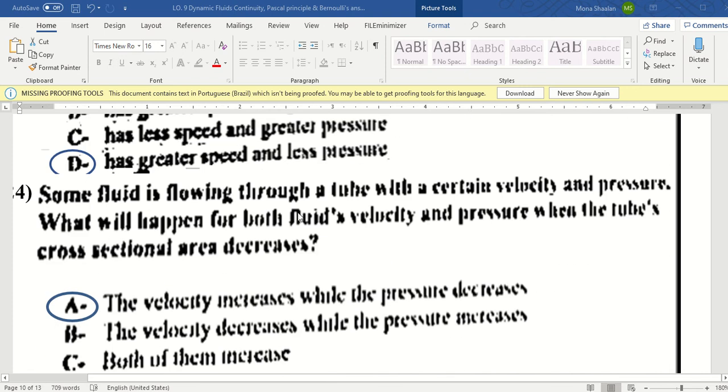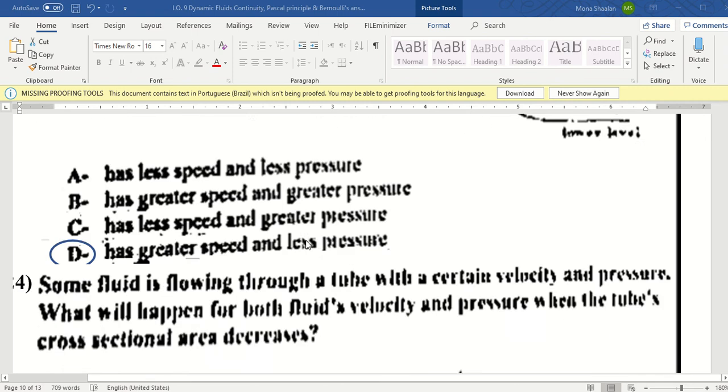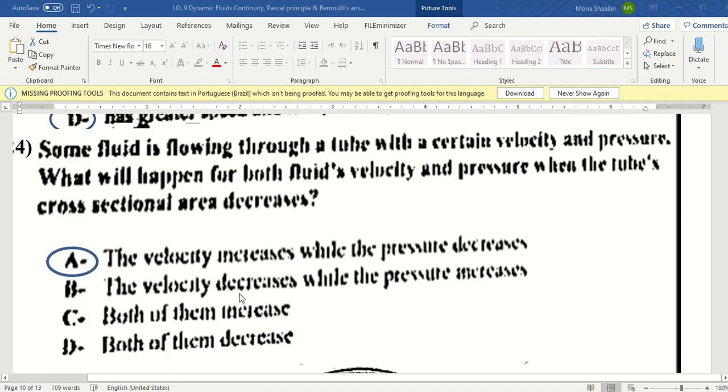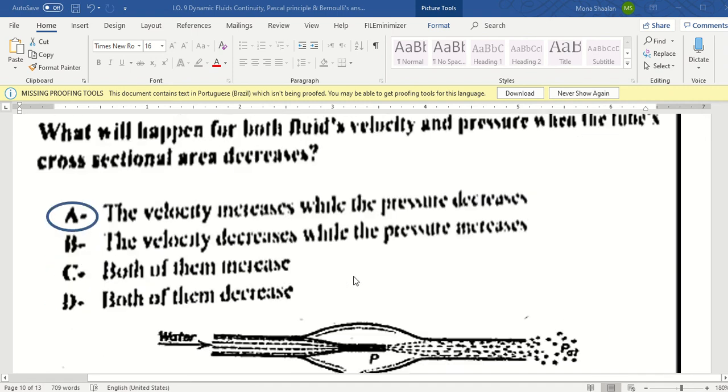Some liquid is flowing through a tube with a certain velocity and pressure. What will happen to both the fluid's velocity and pressure when the tube cross section is decreased? Okay, the cross section decreased as shown here. The cross section decreased, so the velocity increases while the pressure decreases.